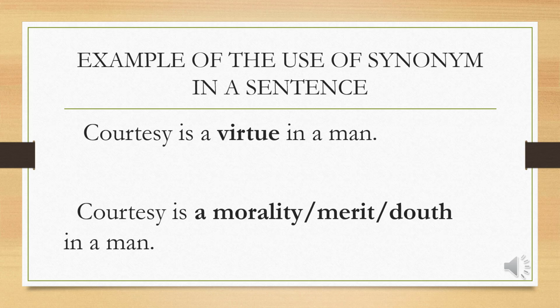We can see that the word virtue has been changed in the second sentence. We have used morality, merit, doubt instead of virtue. But you can see, though we are using different words in place of virtue, the meaning of the sentence didn't change. This proves that we can interchange the synonymous words. Synonyms provide variety in our speech or writing. There are endless arrays of synonyms.